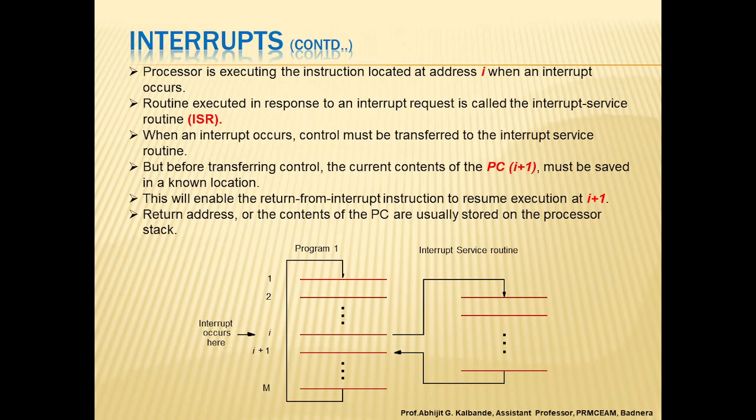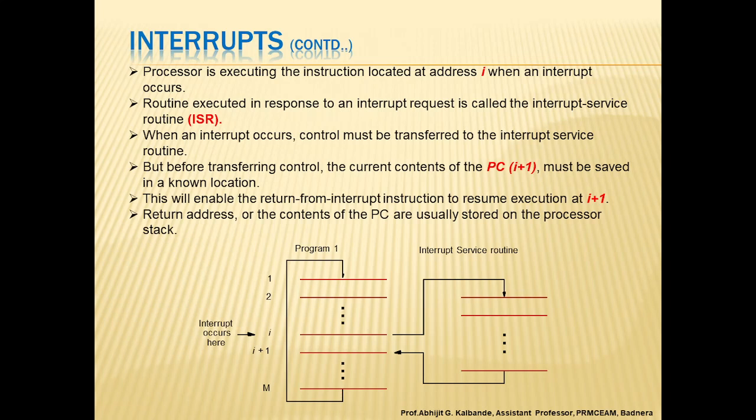Assume that an interrupt request arrives during the execution of instruction i, as shown in the graphic representation. But here we will take simple programs and interrupt service subroutines. The processor first completes execution of instruction i, then it loads the program counter with the address of the first instruction of the interrupt service subroutine. For the time being, let us assume that this address is hardwired in the processor. After executing the interrupt service subroutine, the processor has to return to instruction i plus 1.